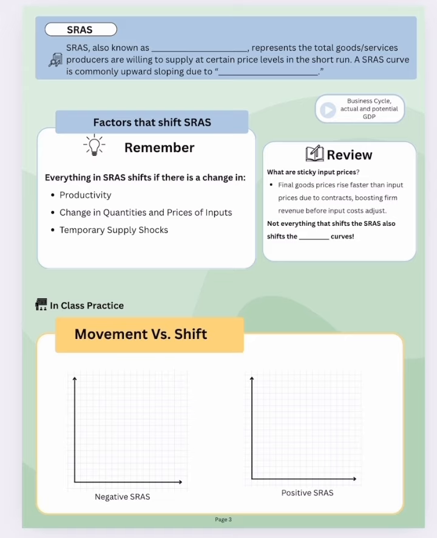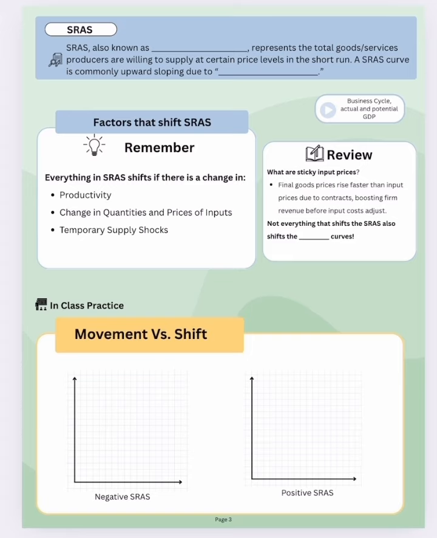Factors that shift this curve are changes in production costs, temporary supply shocks to the economy, better productivity, and expectations for future prices. Those are all going to shift the curve. It is important to note that not everything that shifts the short-run aggregate supply curve also shifts the long-run aggregate supply curve, which is now what I will be covering.